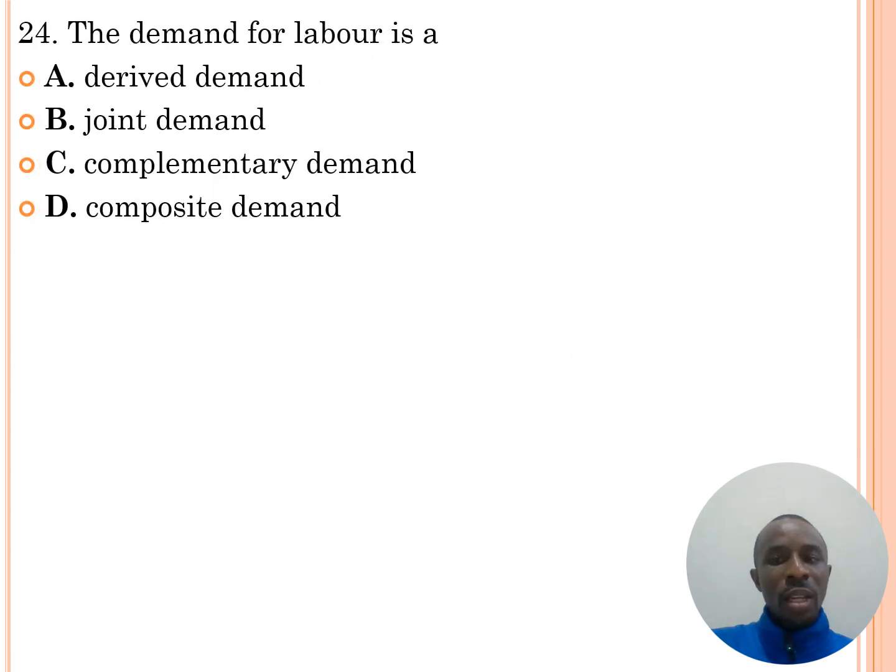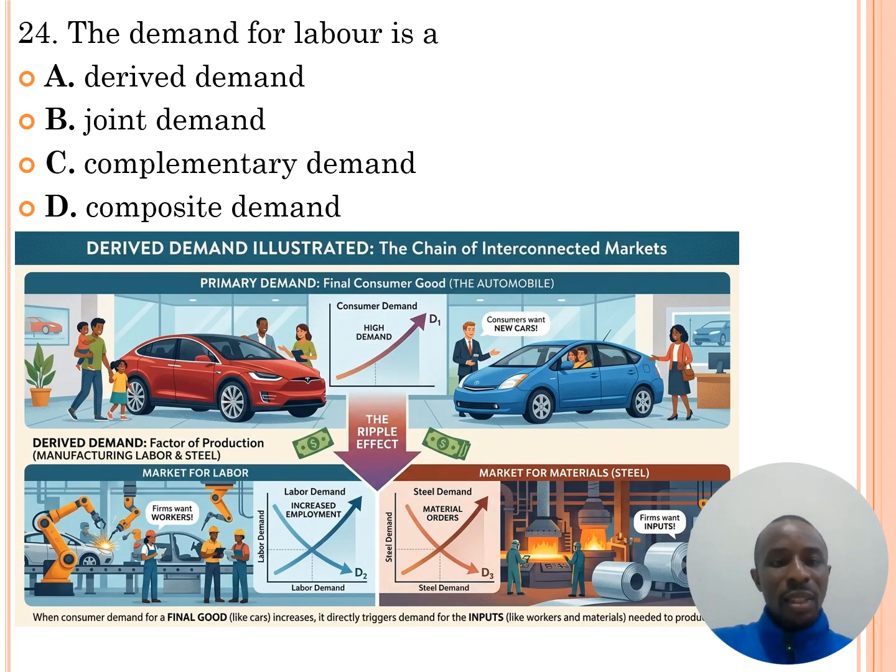The demand for labor is a derived demand. The labor is demanded because there is demand for goods and services. You can see car. We have two different cars here, and we have workers, laborers working here. If there is no demand for car, there will be no demand for labor. Labor will not be employed. So labor is demanded because it is required to produce other goods and services. Our answer is option A.